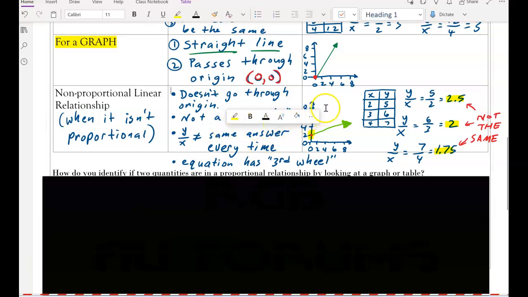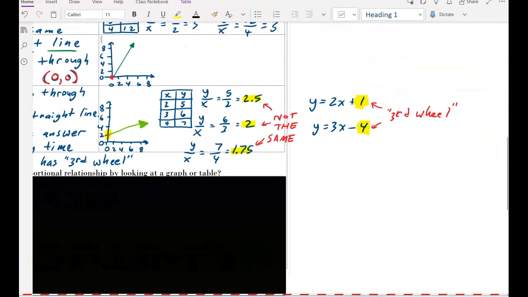Let me show you some examples. On our graph, we can see that this line, while it is fairly straight, does not pass through the origin. It passes through the y-axis at 2. So that's not proportional. It doesn't pass through the origin down here at 0, 0 in the corner. When you look at the table and divide these y by x, 5 divided by 2 is 2.5. 6 divided by 3 is 2. 7 divided by 4 is 1.75. I do not get the same answer every time, so it is not a proportional relationship between the y and the x values in the table.